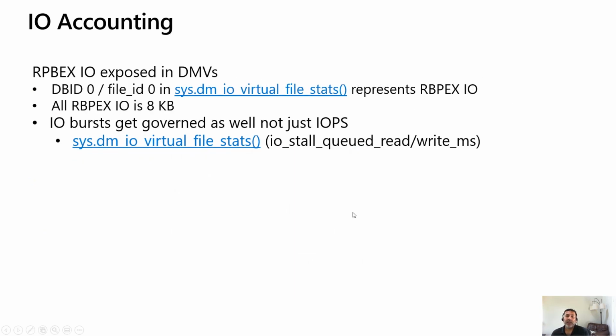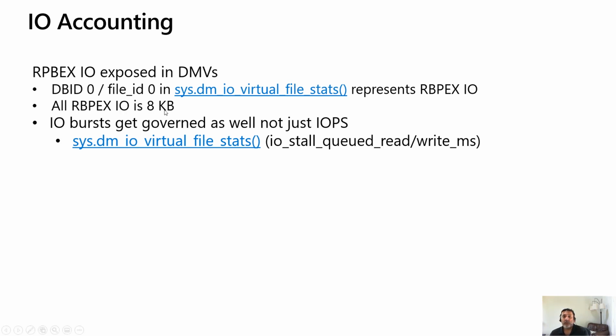Right. The other thing is IO accounting. RBPX IO is exposed in DMVs. So you have a DB ID 0 and file ID 0 in virtual file stats that actually has the IO done by the local RBPX cache on compute. One thing to note is all that IO is 8 KB. There aren't any larger than 8 KB, whereas in traditional SQL Server, if you're doing a large read-ahead, you can go up to 4 MB in chunks or multiples of 8 KB.